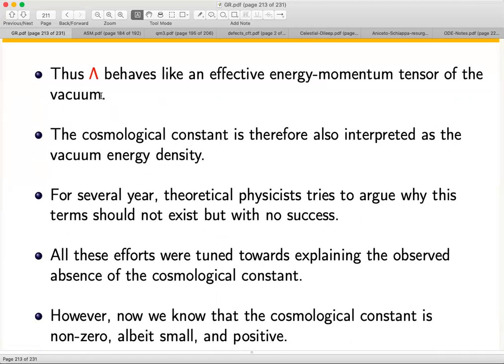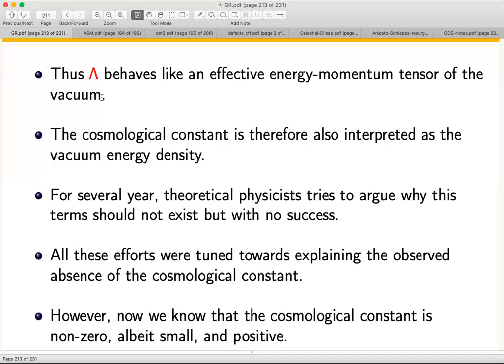There is one beautiful proposal which would have set this quantity to 0, which is what is called supersymmetry, which naturally tells you why lambda would be 0. But we know that there is no supersymmetry in nature, and if you assume that the original theory was supersymmetric, but nature chose not to have supersymmetry, then supersymmetry naturally tells you that lambda should be non-zero.